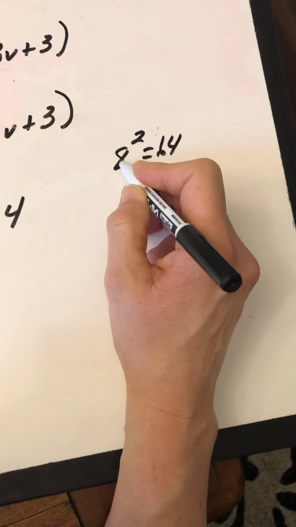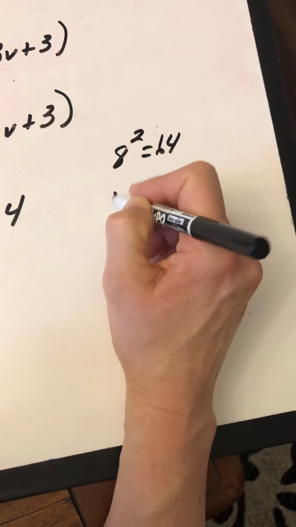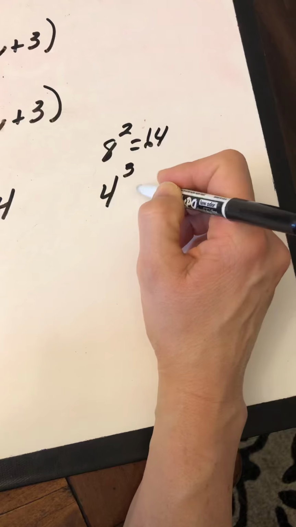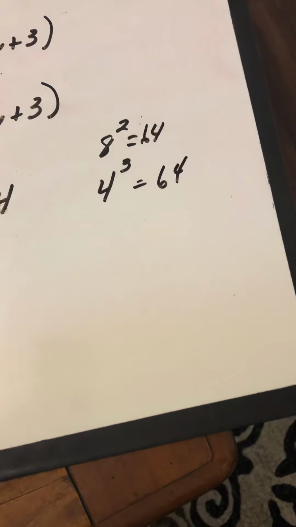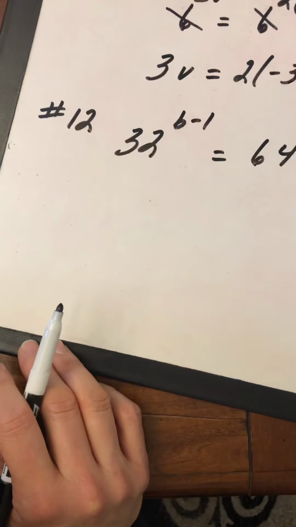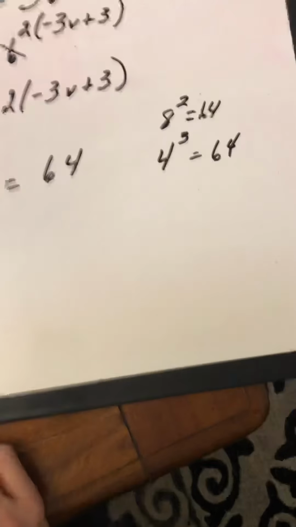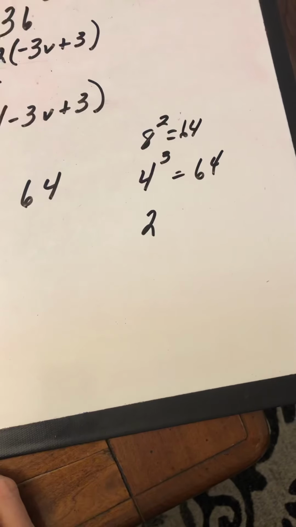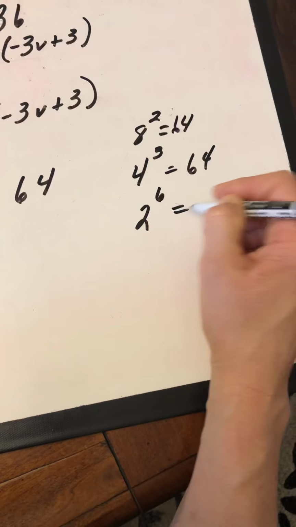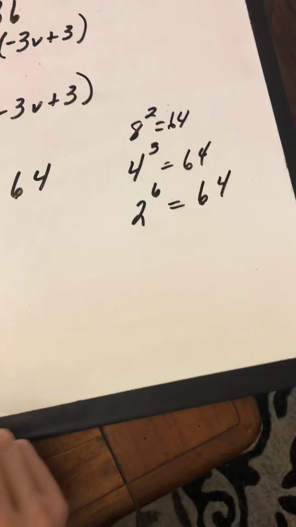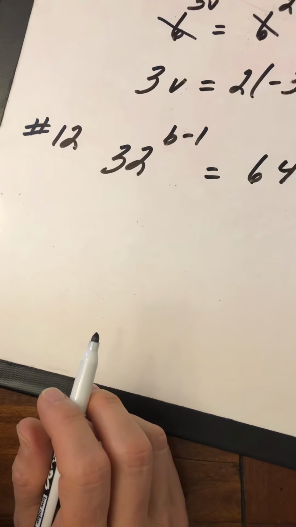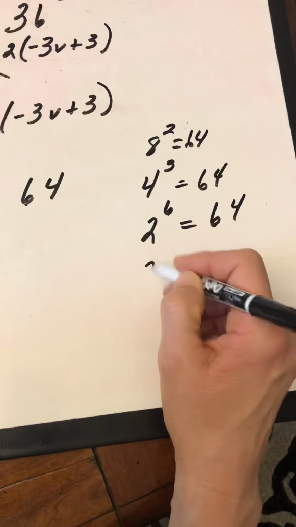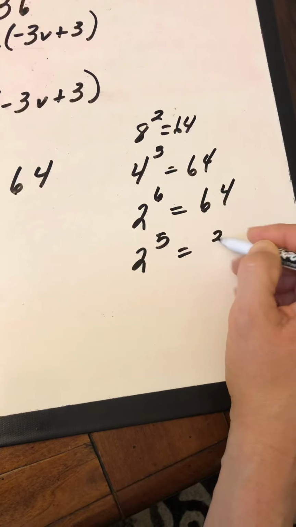If I go down to a base 4, 4 to the third power is going to give me 64. But again, I can't raise 4 to some power and get a 32. So I need to go down one more base. I'm going to go down to a base 2. If I raise 2 to the 6th power, I also get 64. I know for a fact I can rewrite 32 in a base 2. So 2 to the 5th power is going to give me 32.